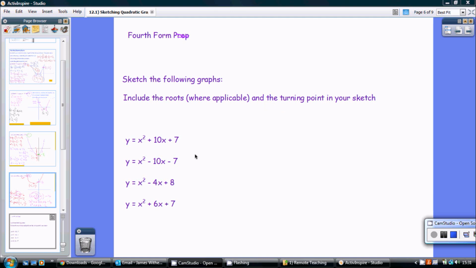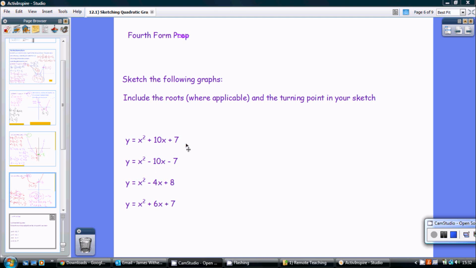Okay, then to finish, I've got this, which in normal circumstances would be a prep. So work through these. What I want you to do in particular is to sketch it, work out the minimum point, and work out where it crosses the y-axis. I am not overly worried about you working out the roots for these, where they cross the x-axis. That's because these don't tend to factorize, so you'd have to use the formula, and some of them don't even cross the x-axis.